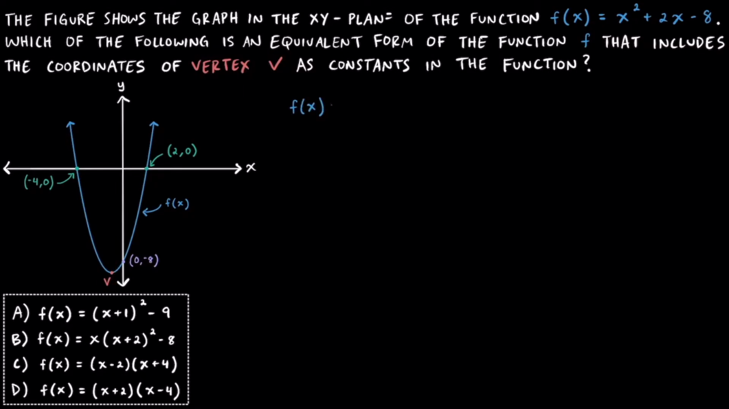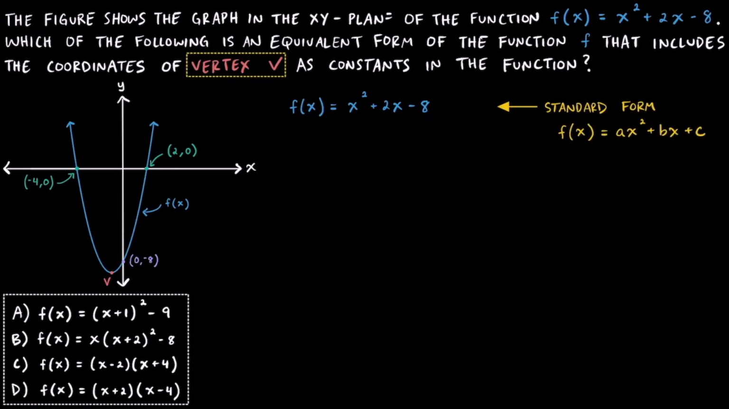Let's start by rewriting the function here. Recall that this is written in standard form for quadratics. That's this form right here. Because we're asked to rewrite this using the coordinates of the vertex, we're going to have to convert this standard form of the parabola into the vertex form. In case you forgot, this is vertex form.